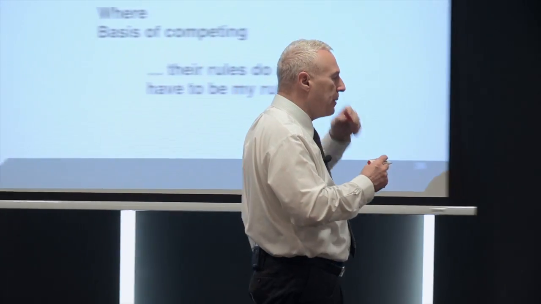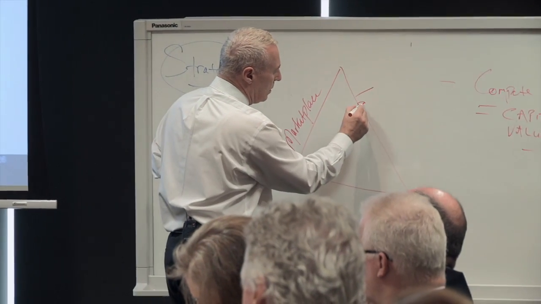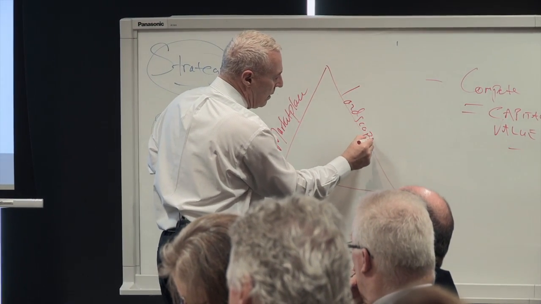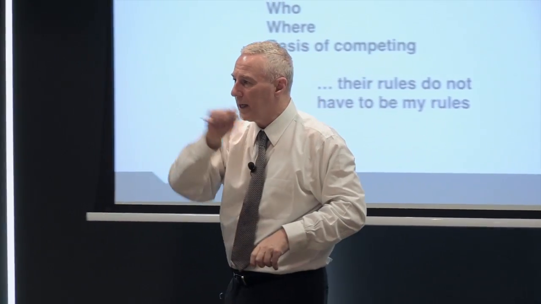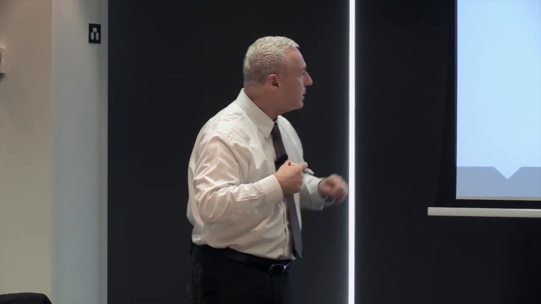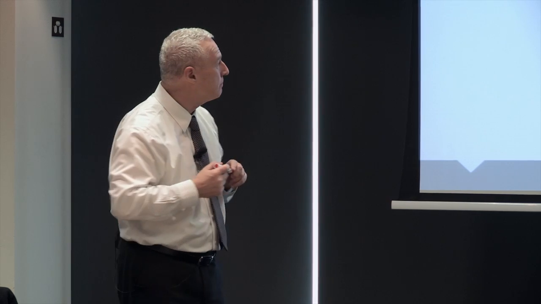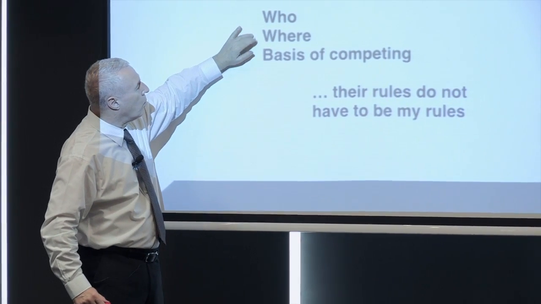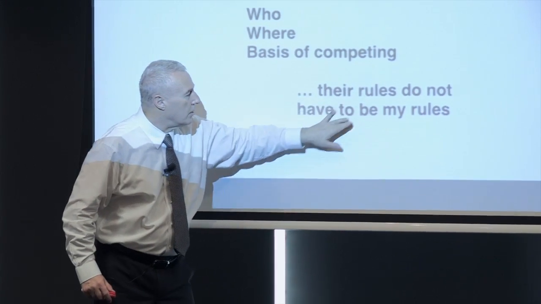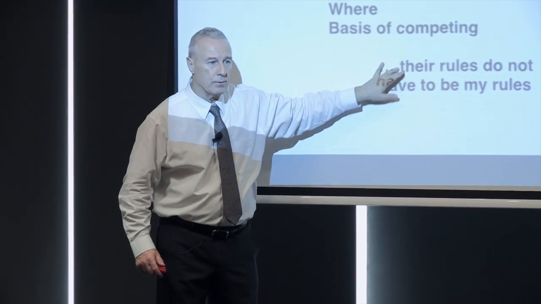The second one you then say is competitive landscape. And the competitive landscape basically is turning around and saying to you, having defined the market you're in, who's playing in that market? Who actually are my competitors? What's the game they're playing? And can I outplay them? Who plays in my space? What is the game they play? Who, where, basis competition? Their rules do not have to be my rules.